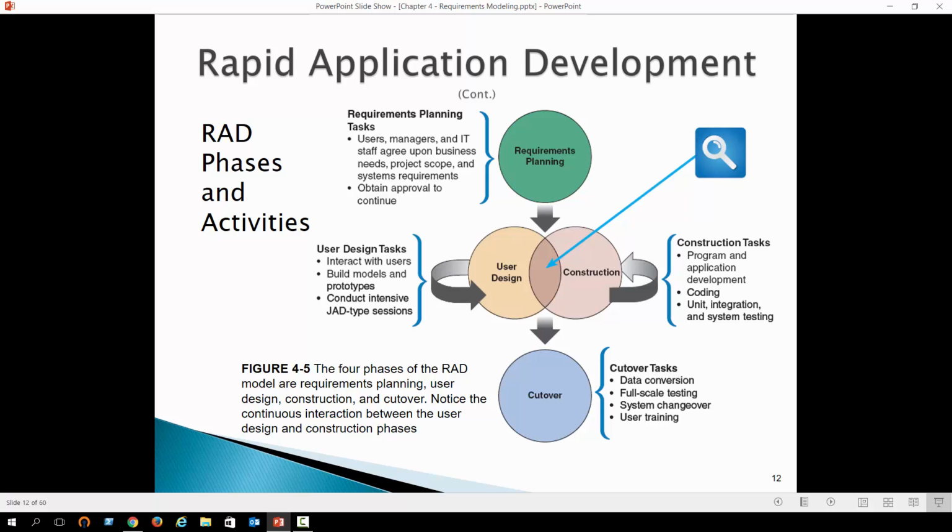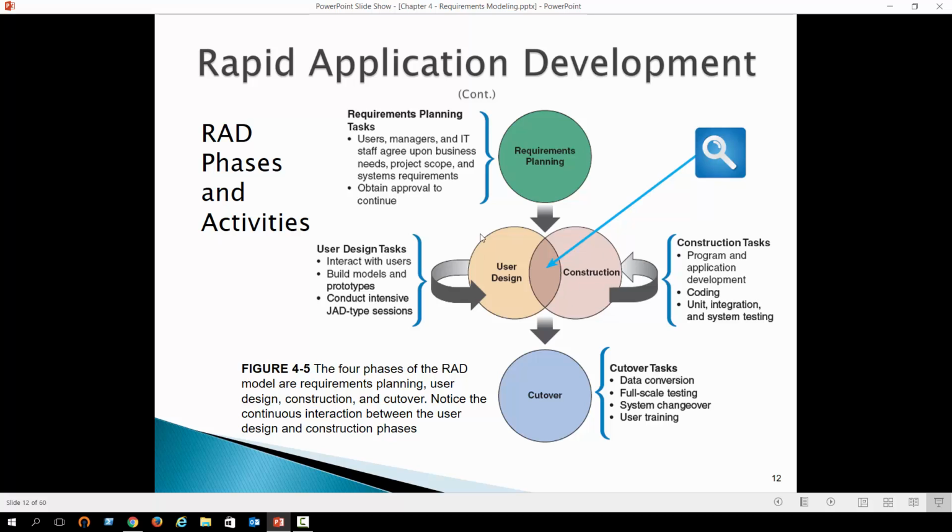So, 4 phases of rapid application development: requirements planning. We get with users, managers, IT staff, anybody that's going to interact with the system. We figure out what those requirements are. We then document. We're back to that documentation, documenting what the system looks like. We obtain approval, then user design, construction tasks. If you notice they're side by side, we can start doing these together.